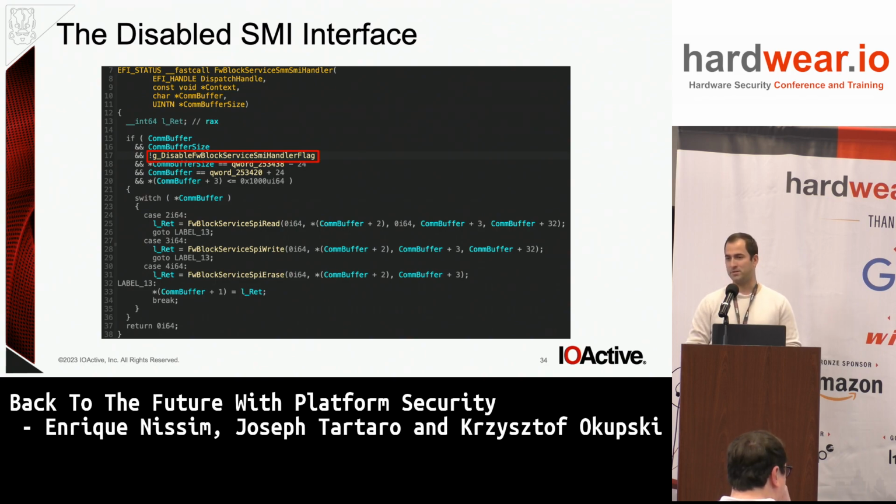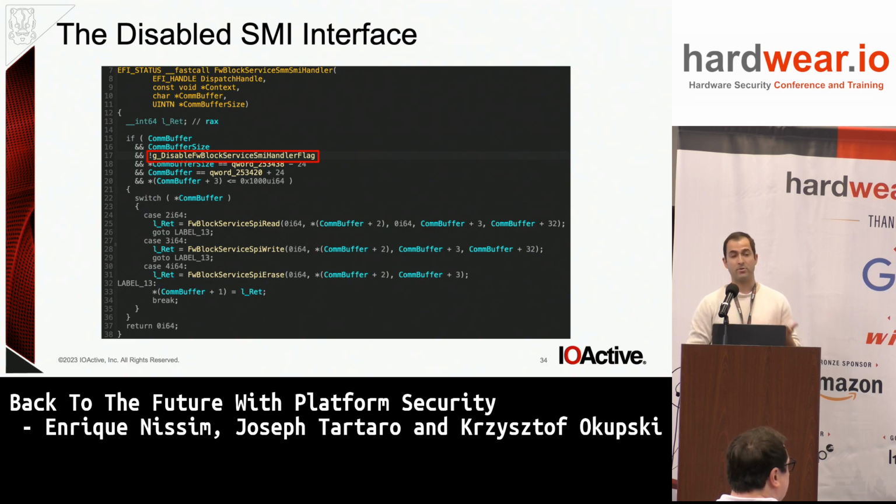there's something that we missed, actually. You can see over here there is a flag called DisableFirmwareBlockServices in my handler flag. We call it like that, but essentially this flag is set when, during the boot process, an event is triggered, specifically the EFI event legacy boot, and that event, essentially at the end of the DXE phase, locks down the interface.